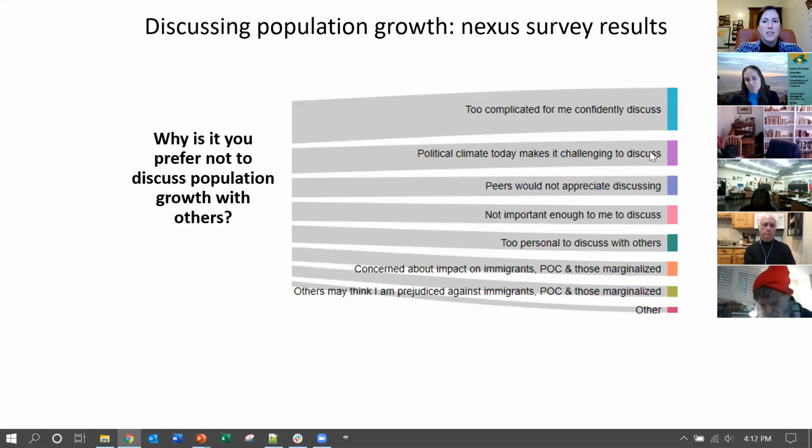And then just to get into some other nuances and reasons people don't want to talk about population. This is from our Nexus survey that was done last year, and the report just recently came out. Kelly, did you want to touch on this? You're muted.